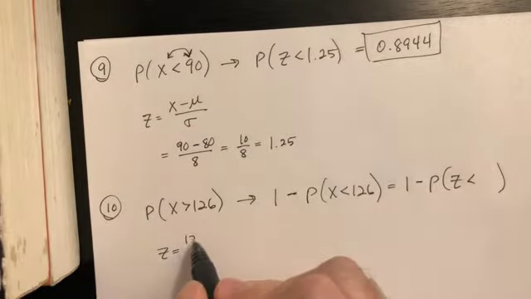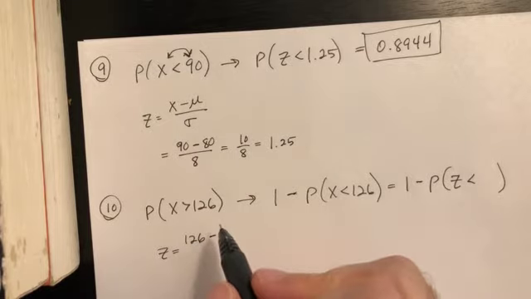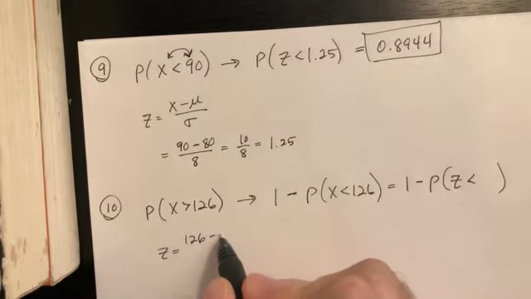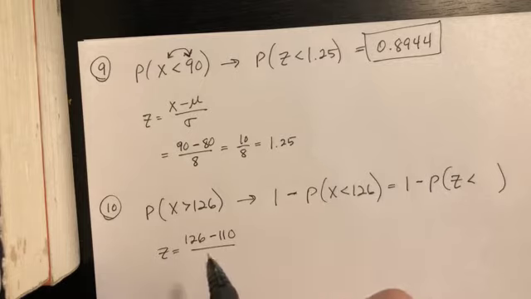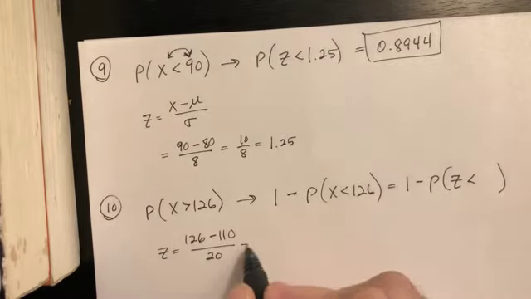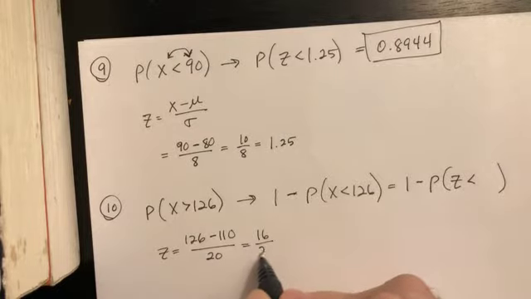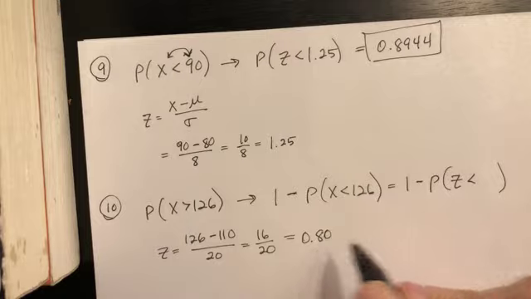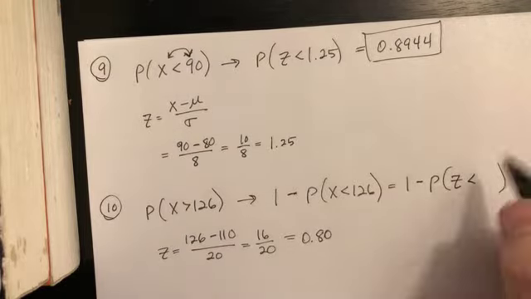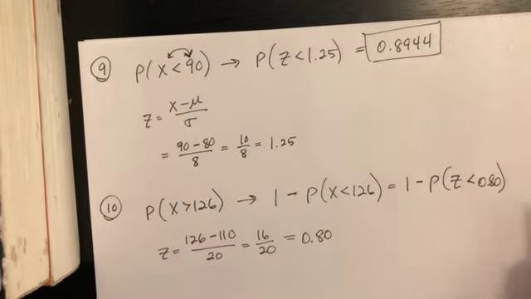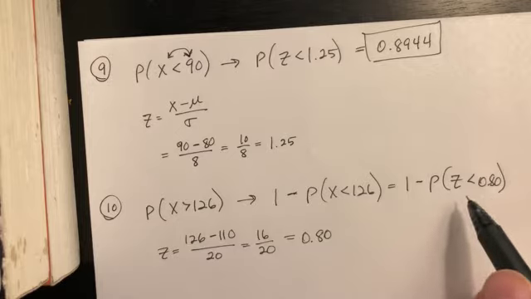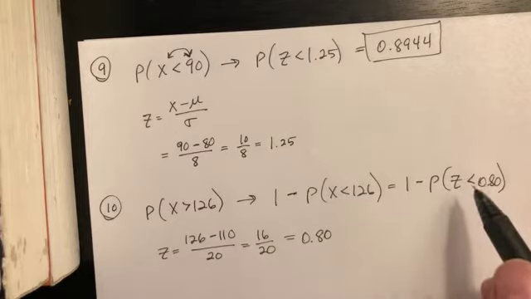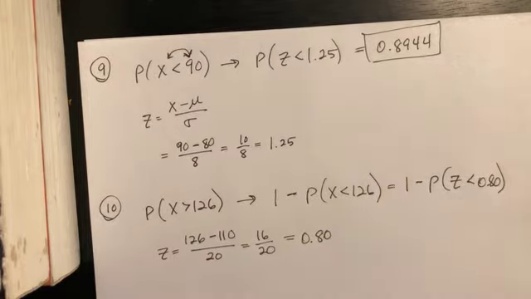The x number is 126. The mean is 110. And the sigma is 20. All right, so this is 16 over 20, and that reduces to 4/5, which is 0.80. Z-scores are typically 2 decimals. That's why I wrote it like that. All right, so I just got to find the area for 0.8. Let's go to the positive chart.